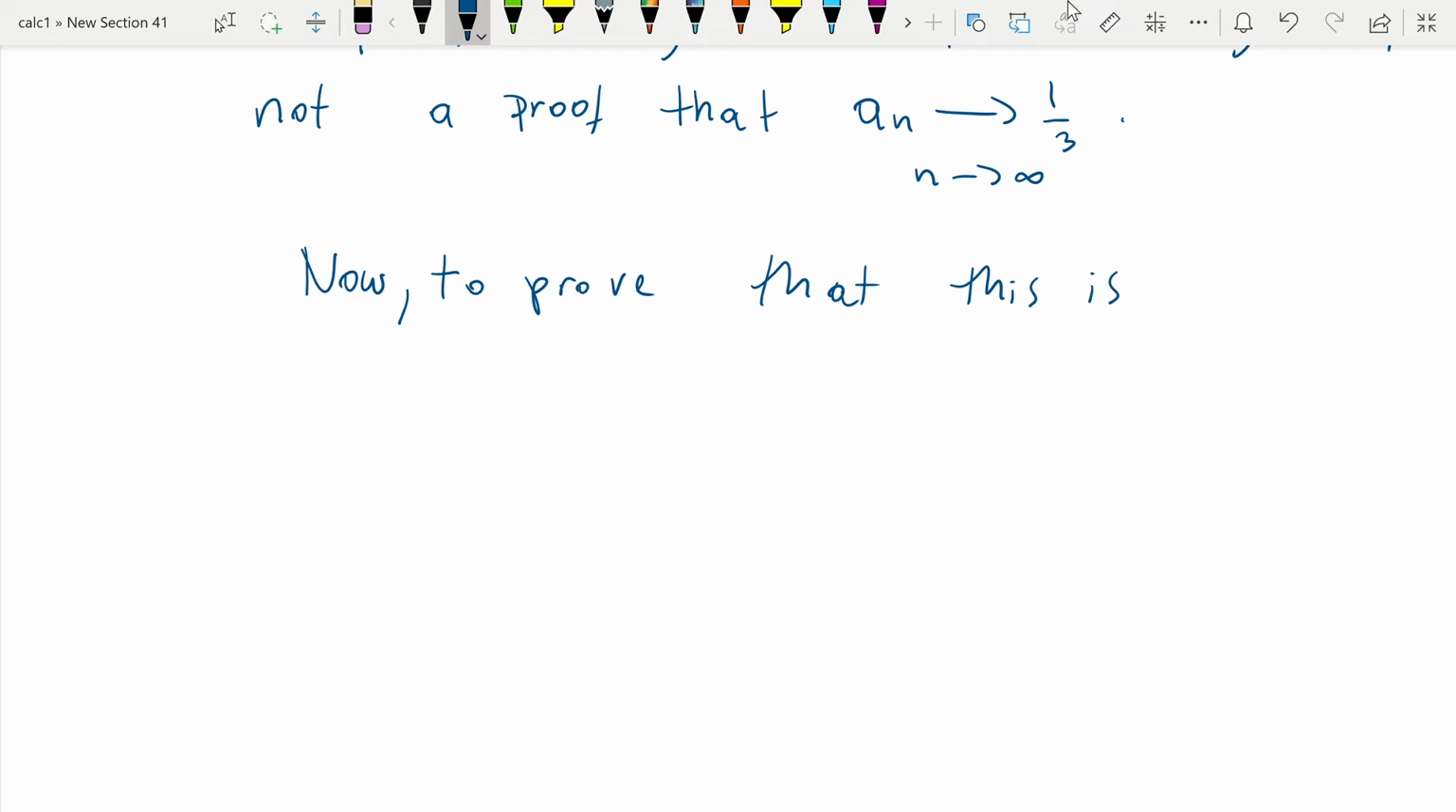Now, to actually prove this is indeed the limit, we go back to the definition.